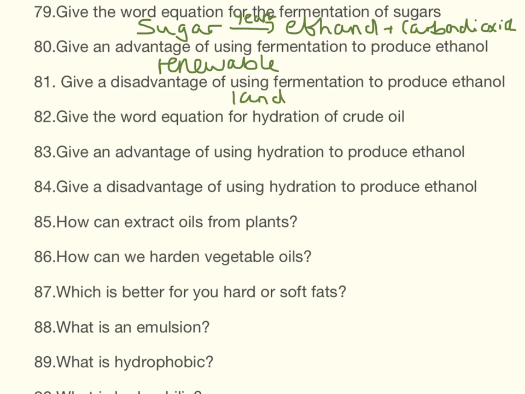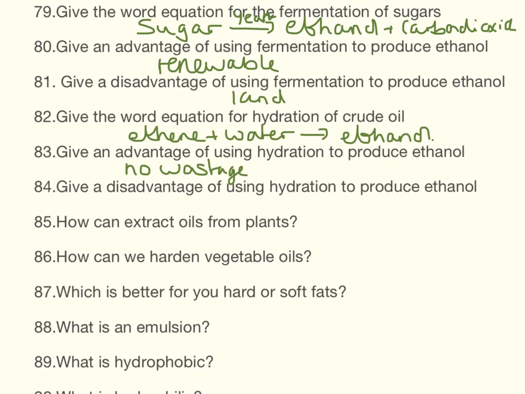For making ethanol from hydration, we have ethene plus water or steam. It's going to go to ethanol. So one advantage is there's no wastage. At A level we would call this 100% atom economy, because everything in the reaction goes into making the products. Whereas with fermentation we have carbon dioxide as a waste product, there's no waste product going on down here. A disadvantage is that crude oil is non-renewable.